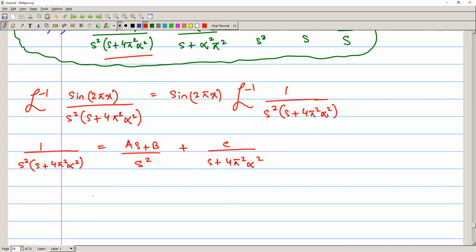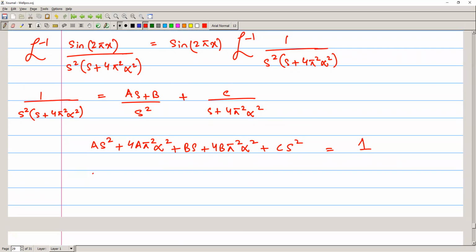So this will be as squared plus 4a pi squared alpha squared plus bs plus 4b pi squared alpha squared plus cs squared equals 1. Right, so from here we can see that as squared plus cs squared equals 0. And then we can see from here.